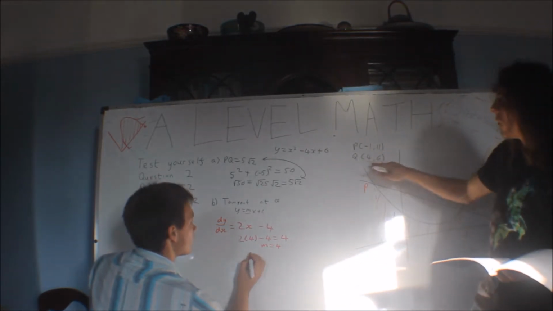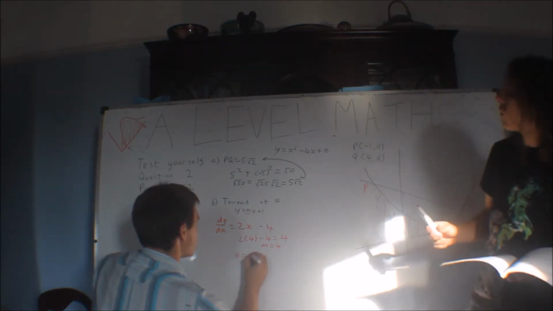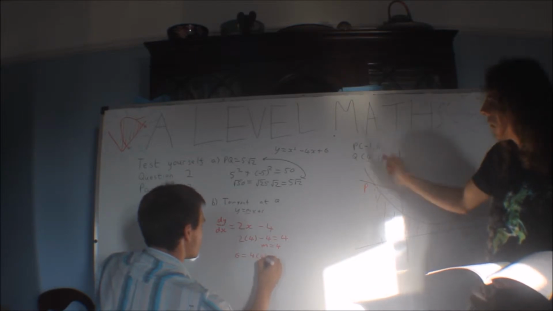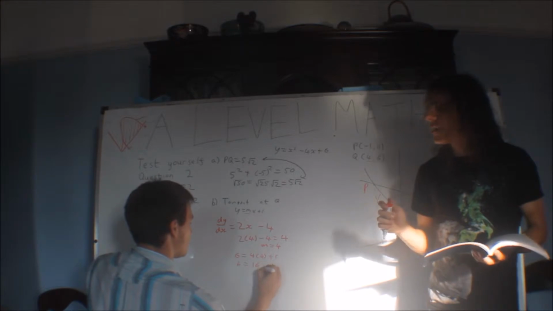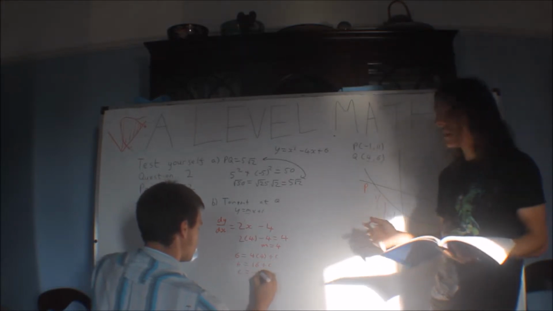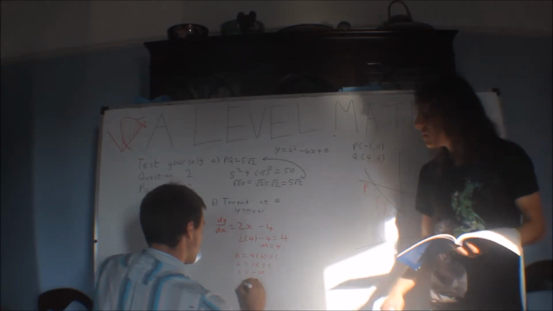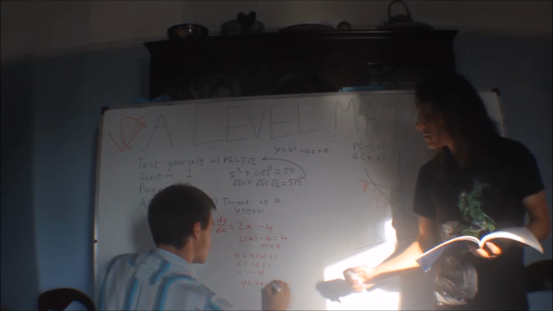So we've got our new coordinates in, so 6 equals 4 times 4, which is our x coordinate, plus c. That equals 6 equals 16 plus c, so c must equal minus 10. So just to put it in the final form, y equals 4x minus 10.